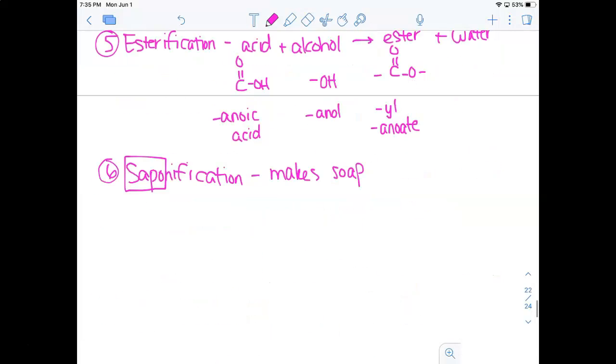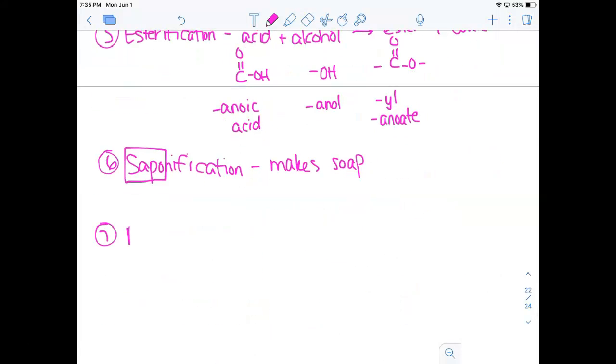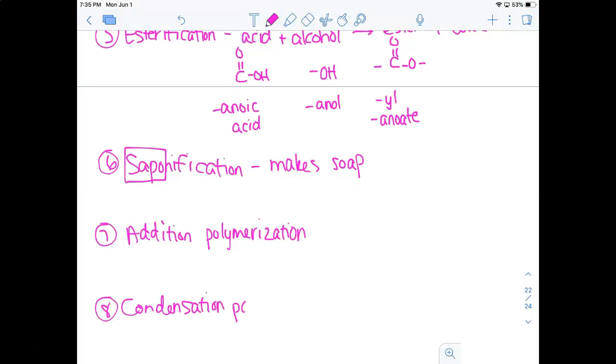Yeah. So the last two, we have addition polymerization and we have condensation polymerization. So how they're the same is that they make polymers. And a polymer is like an extremely long chain. Like we're talking about taking thousands of little molecules and linking them together to make one giant one.